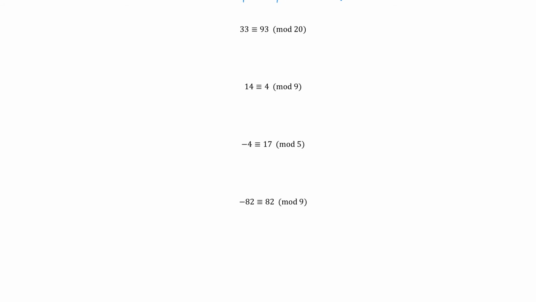So we take 33 and we divide by 20, we get a remainder of 13, and the same with 93 divided by 20 also has a remainder of 13. So that one is true as well. 14 divided by 9 gives you a remainder of 5. So this one is false. It's false that 14 is congruent to 4 in mod 9.